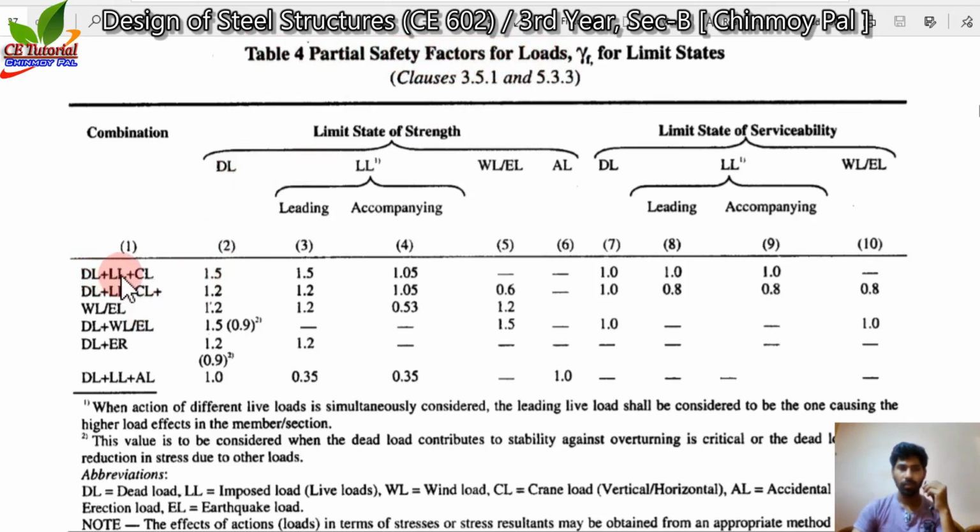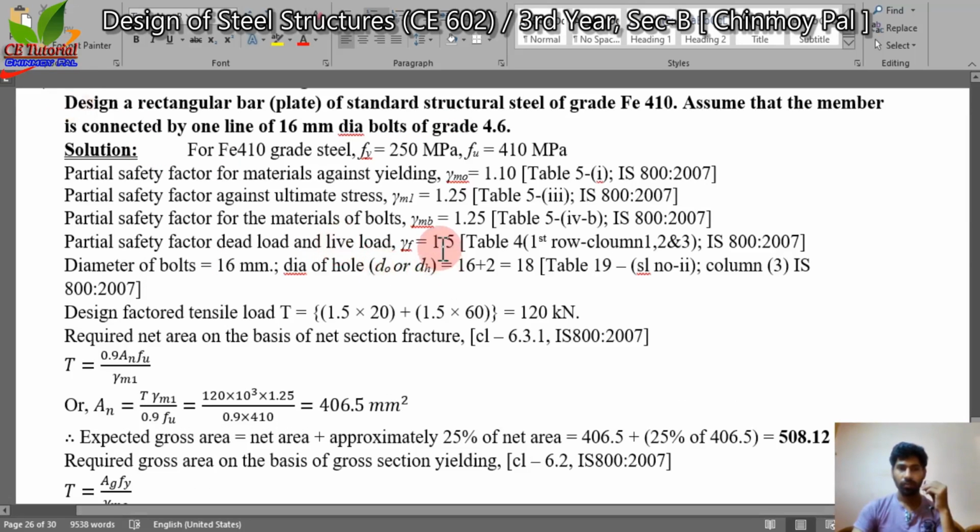And you can see dead load plus live load plus crane load. You can apply the 1.5 partial safety factor for dead load and 1.5 for live load for limit state of strength. So the partial safety factor we have to apply, that is 1.5.